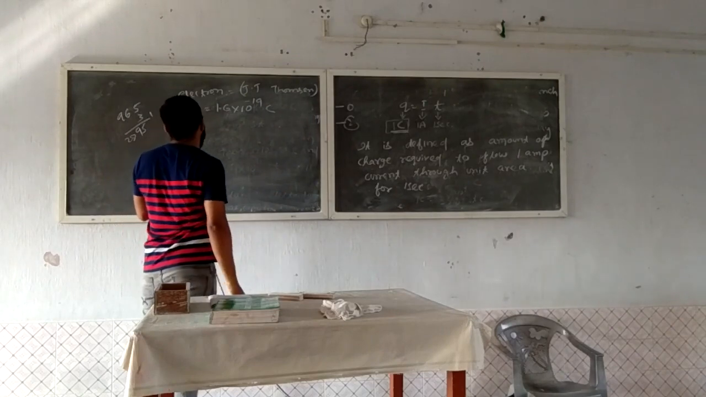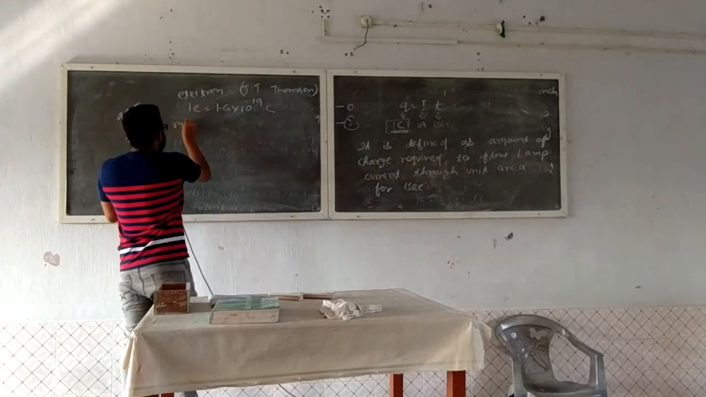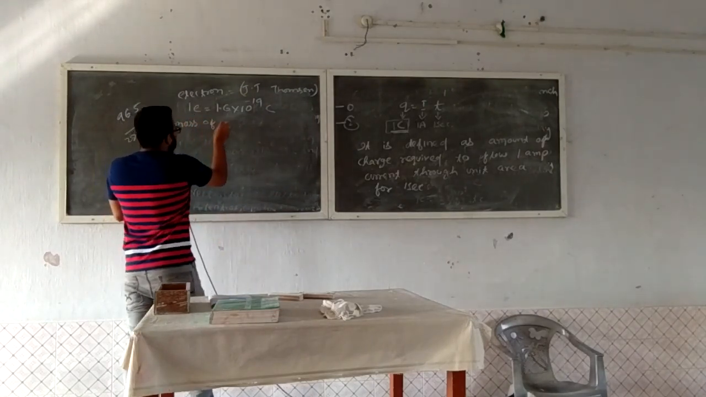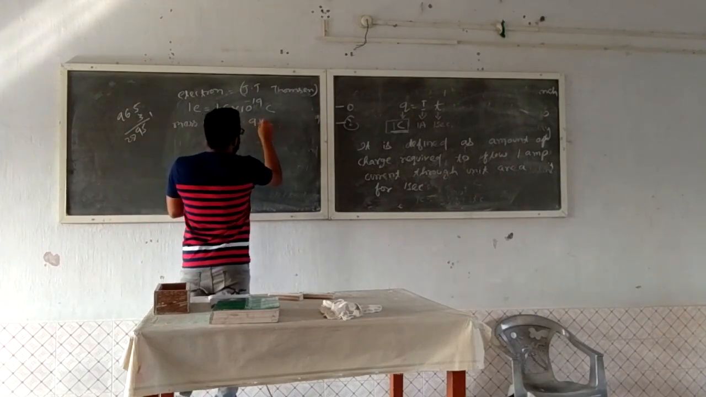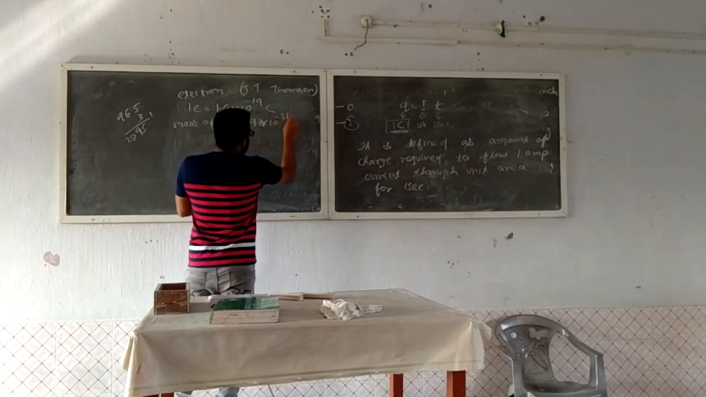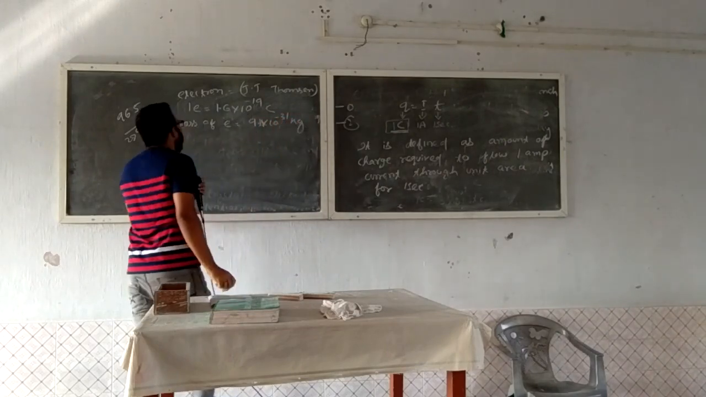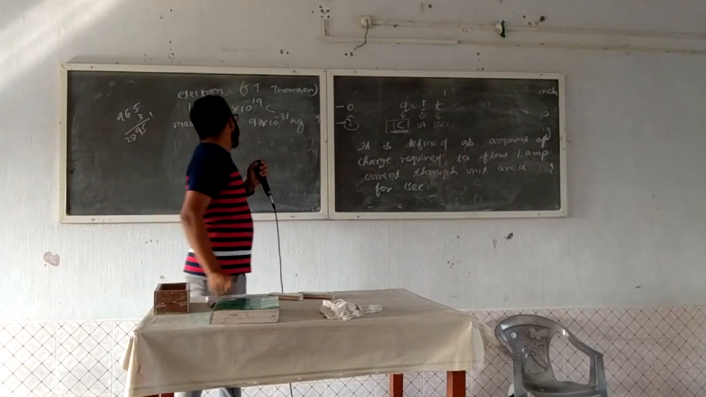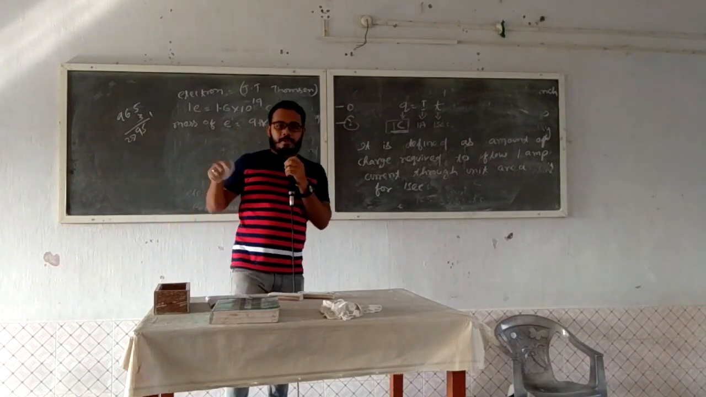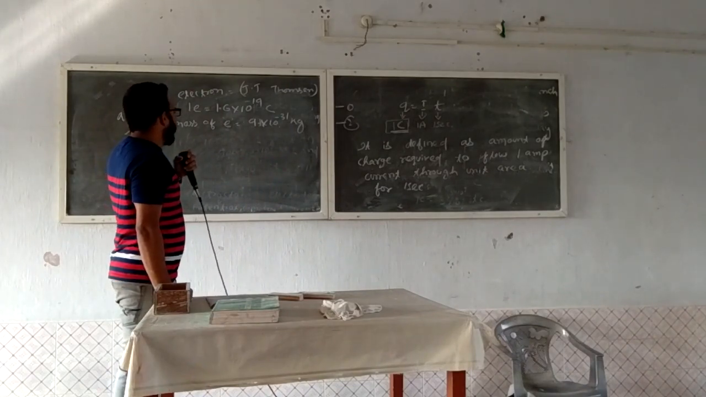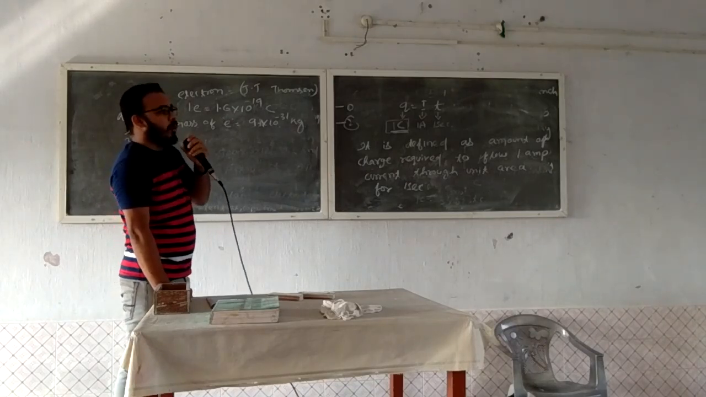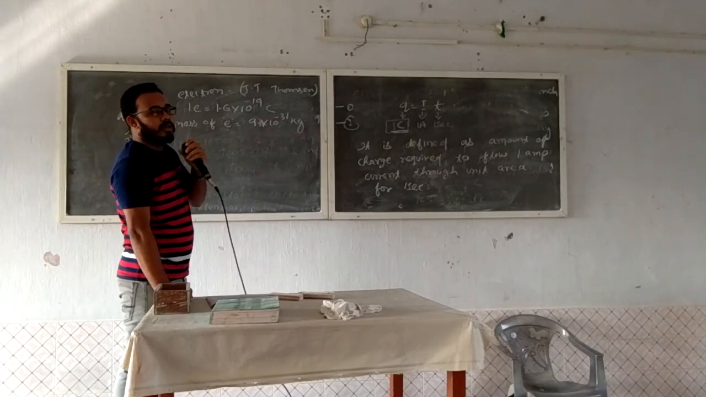Similarly, the mass of the electron is equal to 9.1 into 10 to the power minus 31 kg. Okay, that is the electron. The electron was discovered by J.J. Thomson, and the charge of the electron is equal to 1.6 into 10 to the power minus 19, and the mass of the electron is equal to 9.1 into 10 to the power minus 31 kg.